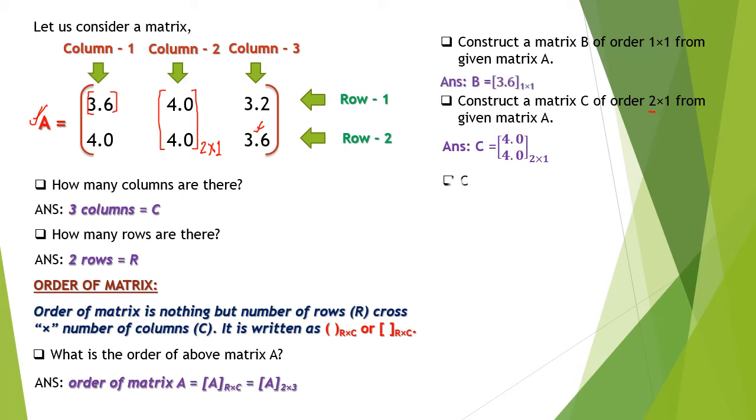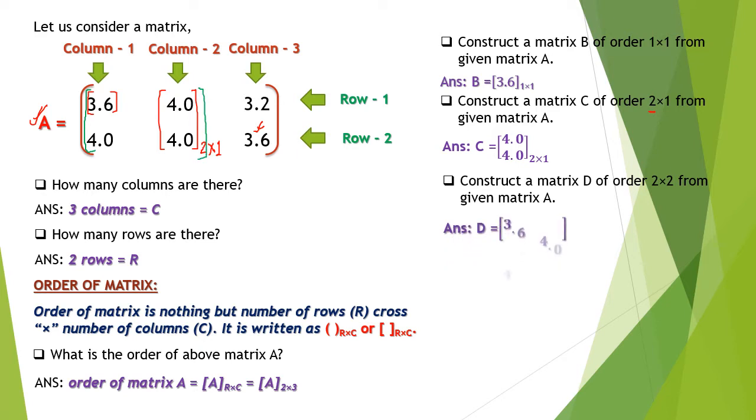Next one, construct a matrix D of order 2 cross 2. Now, there must be 2 rows and 2 columns. Now, we can pick from here. There are 2 rows and 2 columns. There are 2 rows, you can see clearly, 2 rows and 2 columns. Isn't it 2 columns up to here?